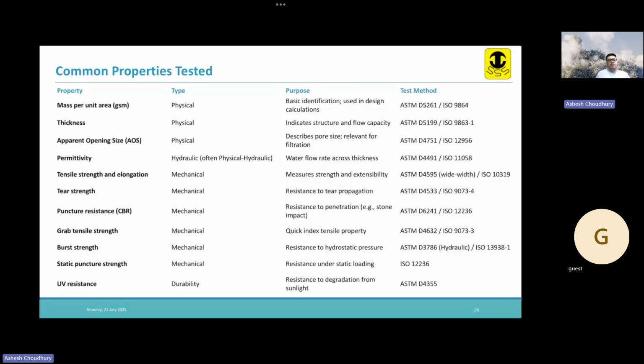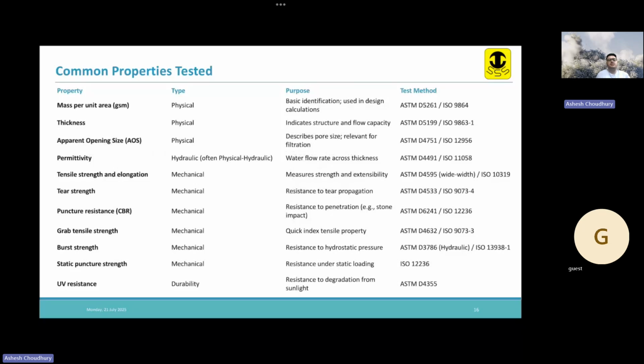So here some of the properties are mentioned: the type, the purpose of the test, and the test code is also mentioned. All of these codes might not be correct, but still, please verify this yourselves by searching over the internet whether the codes that I've listed are correct or not.